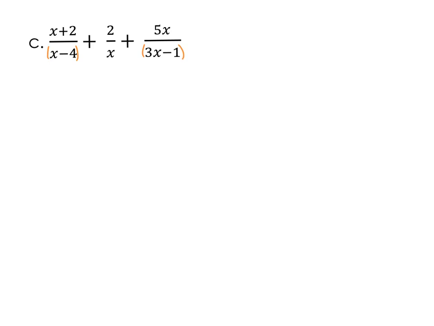Nothing factors. For our domain, if we say x minus 4 can't equal 0, we know x can't equal 4. And the second one, x just can't equal 0. Now the third one, we have to do a little bit of detective work. If 3x minus 1 can't equal 0, we have to add 1. That's a plus right there. And we get 3x can't equal 1, and x can't equal that fraction.